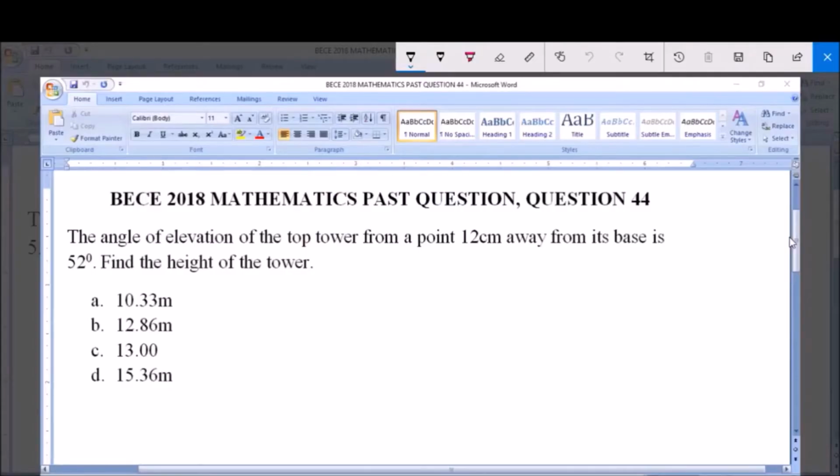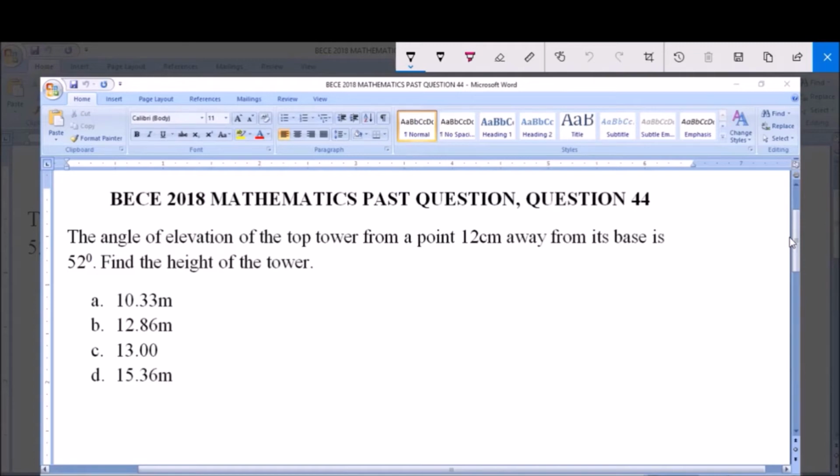Today we're going to be dealing with BECE 2018 Mathematics Past Question, question 44. The angle of elevation of the top of a tower from a point 12 meters away from its base is 52 degrees. Find the height of the tower. A, 10.33 meters. B, 12.83 meters. C, 13.00 meters, and D, 15.36 meters.